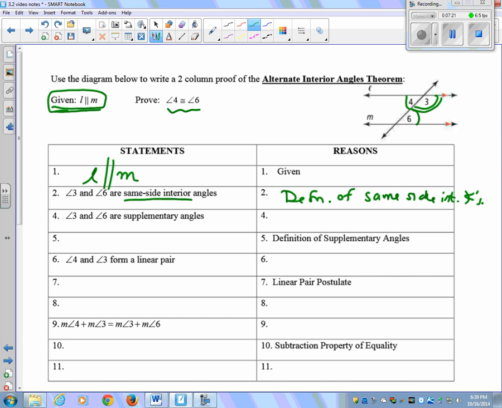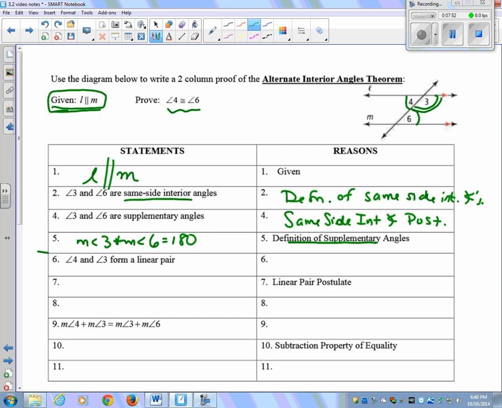Then we can say that 3 and 6 are supplementary. Well, why can we say that? Because of the same side interior angles postulate, which is what we just learned at the very beginning of this lesson. Now, by definition of supplementary angles, we could say the measure of angle 3 plus the measure of angle 6 equals 180. You should have guessed that one was coming, right?